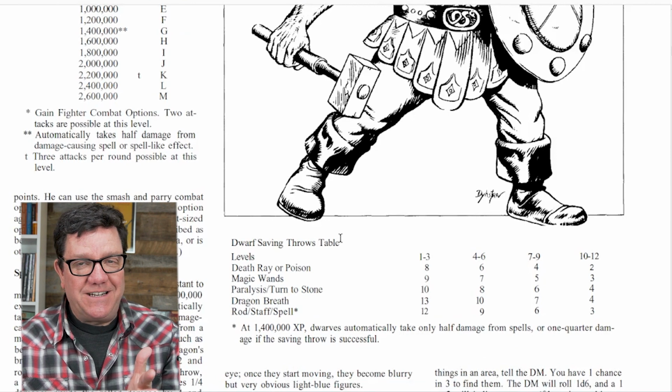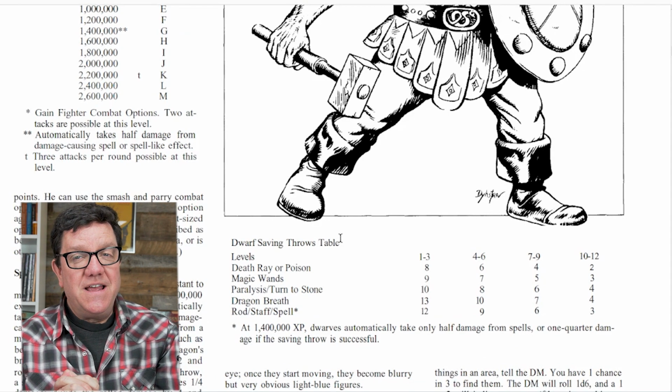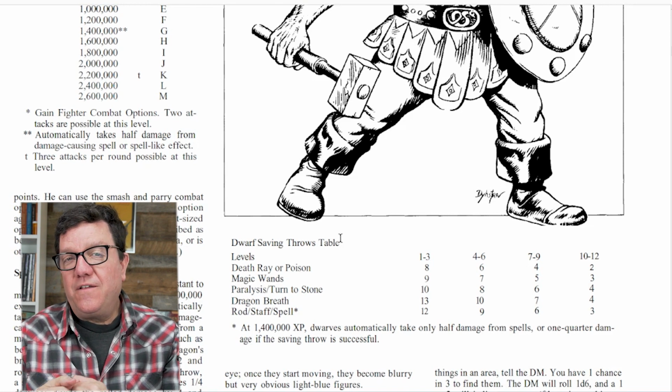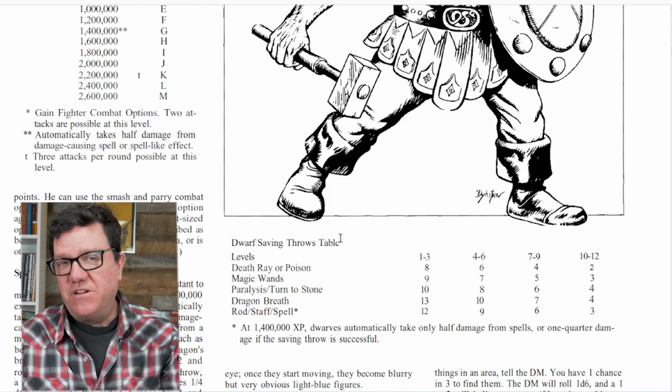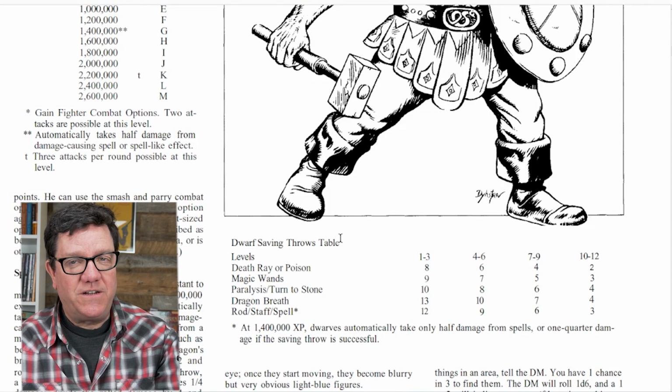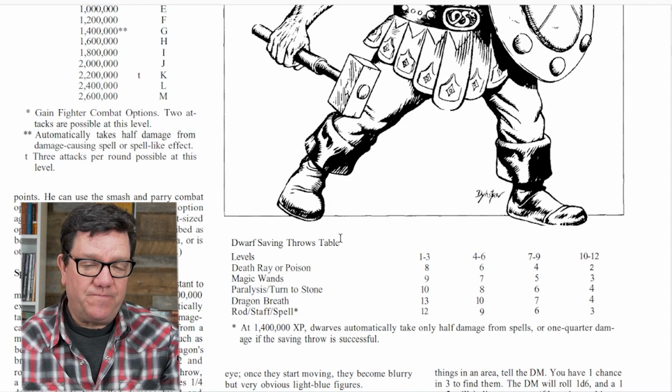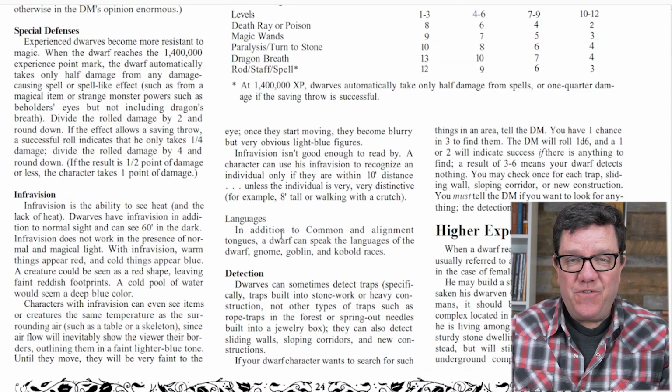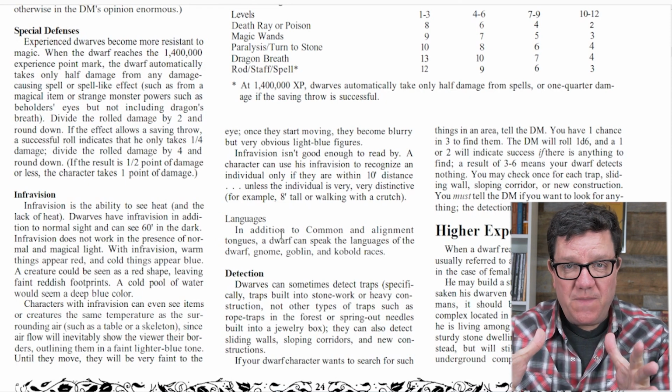Here's the thing that I mentioned last time. Look at that saving throw chart. Very nice. Dwarves and halflings are just very resilient, very tough. Elves, not so much. They're nice characters. Dwarves also get infravision, very nice ability. You can see in the dark.